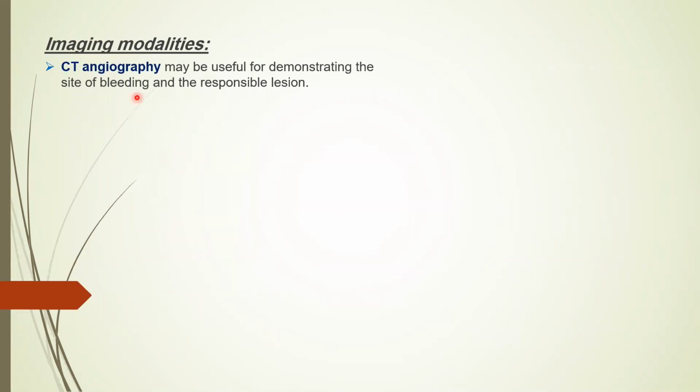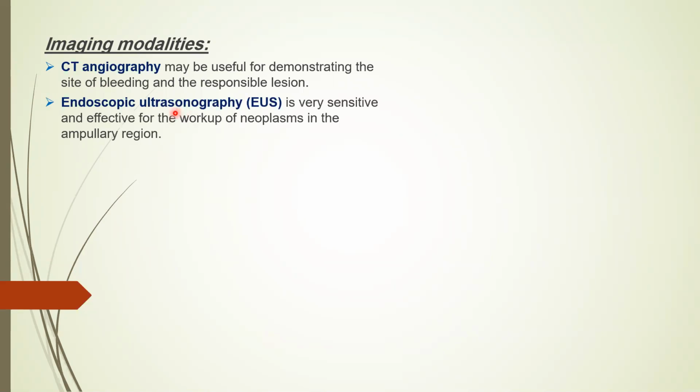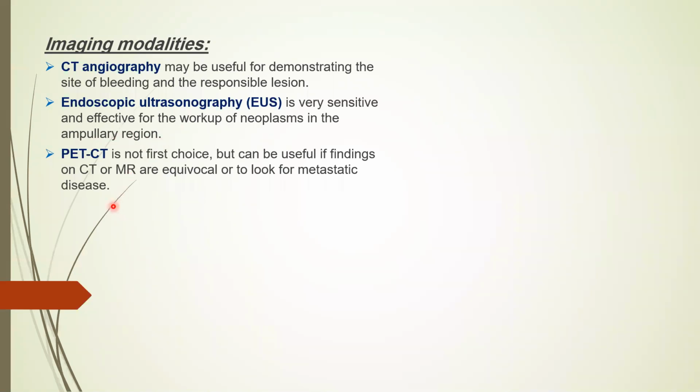CT angiography is useful in demonstration of the site of bleeding in case the patient presents with GI bleeding. Endoscopic ultrasonography is sensitive in the evaluation of the periampullary tumors. The PET scan is useful in staging, but it is not the first choice in assessment of the primary lesion.